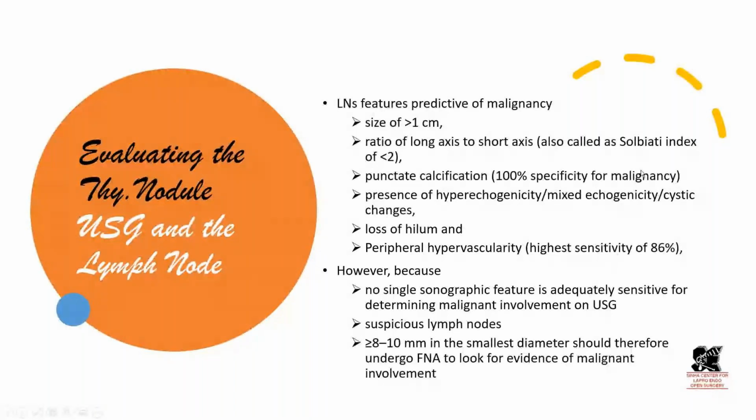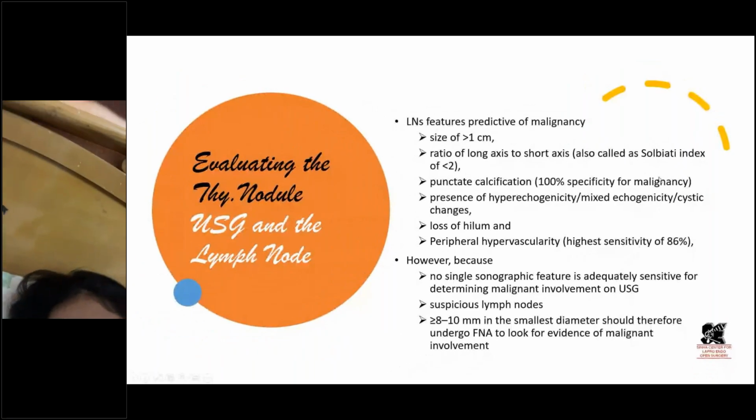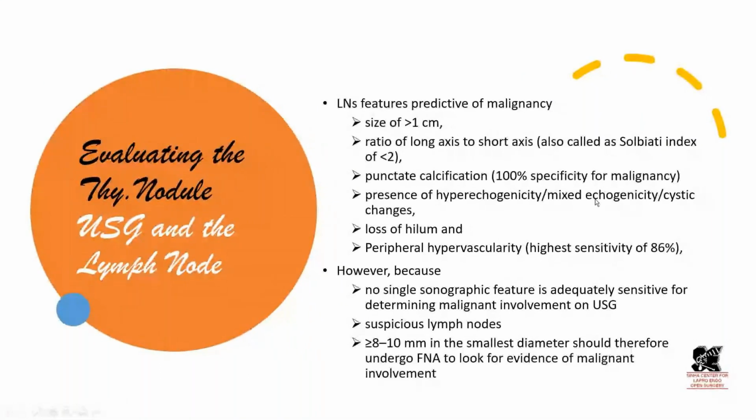Presence of hyperechogenicity, mixed echogenicity, cystic changes, loss of hilum, which basically tells you it is a distorted lymph node, and peripheral hypervascularity. Because no single sonographic feature is adequately sensitive for determining malignant involvement, all suspicious lymph nodes, that means even if the size is below 1 centimeter, less than 10 millimeter smallest diameter, can undergo FNAC if you are suspecting malignant involvement, right? Now, how do you do an FNAC in these patients?